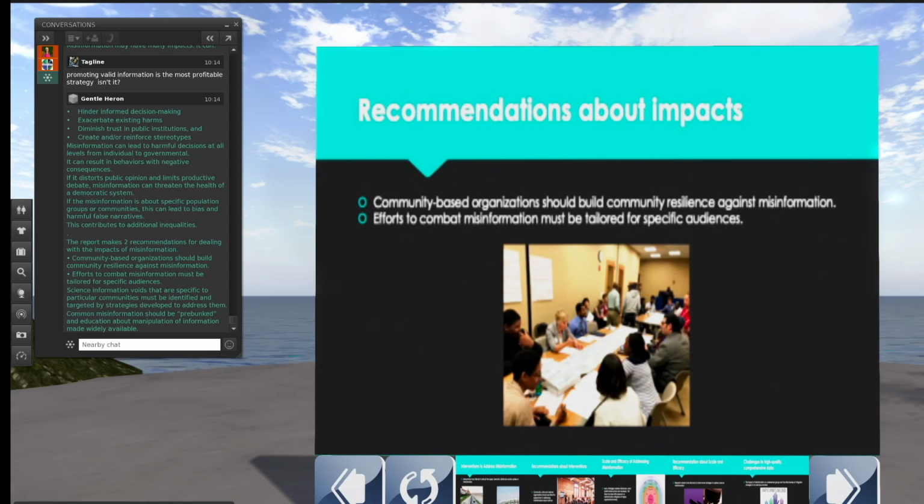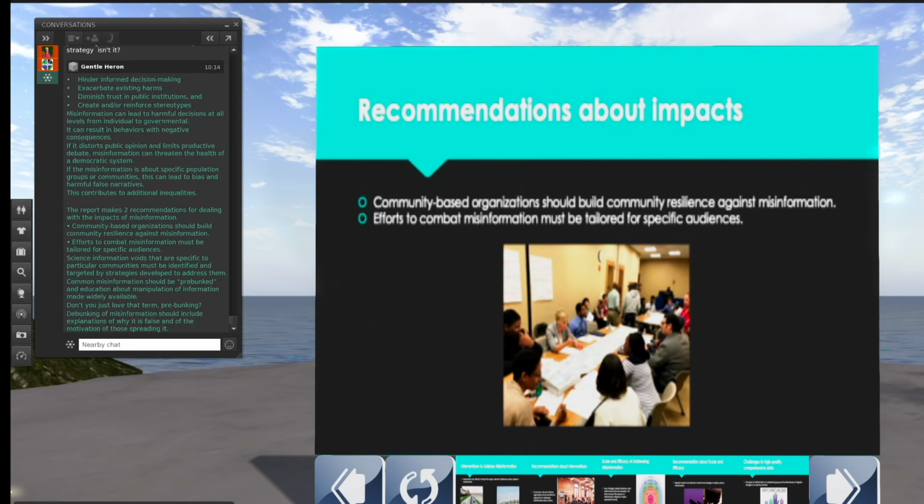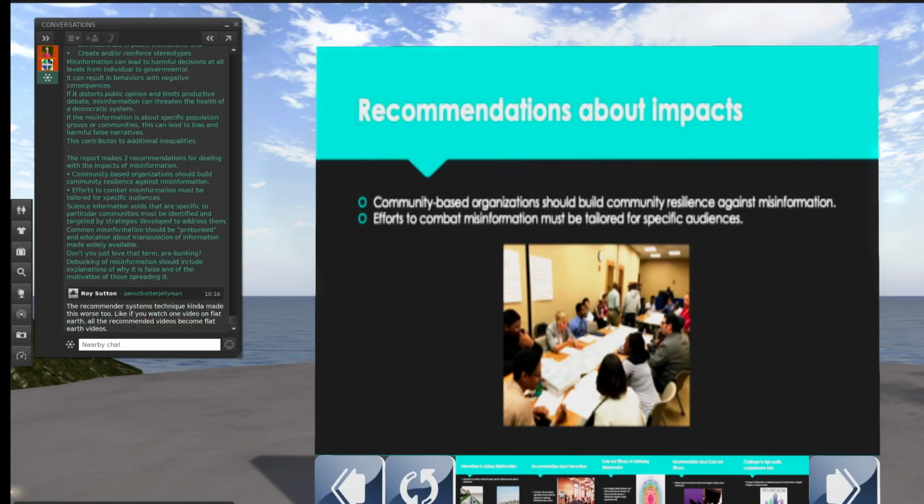Common misinformation should be pre-bunked. That's a term they use in the report. And education about manipulation of information should be made widely available. Don't you just love that term, pre-bunking? Debunking of misinformation should include explanations of why it is false and of the motivation of those spreading it.